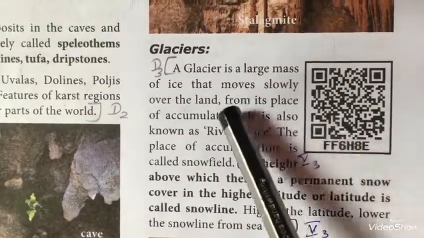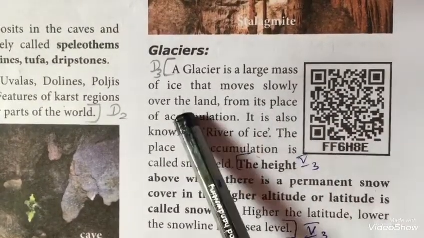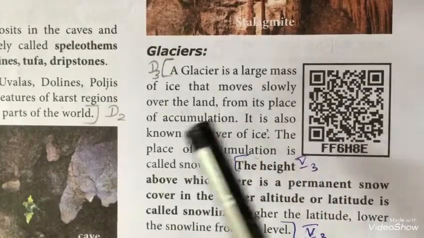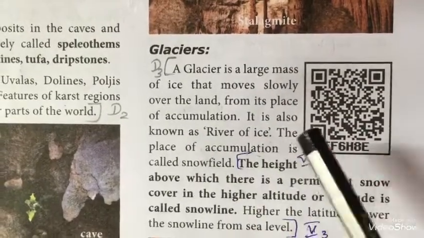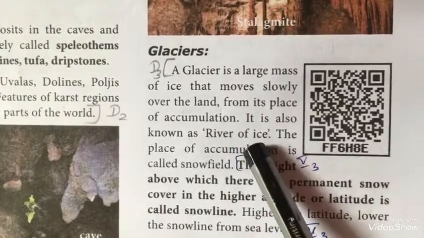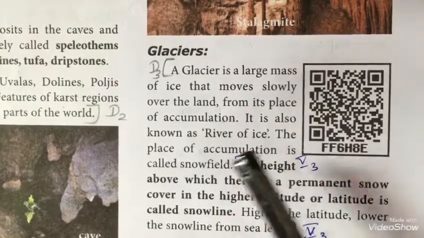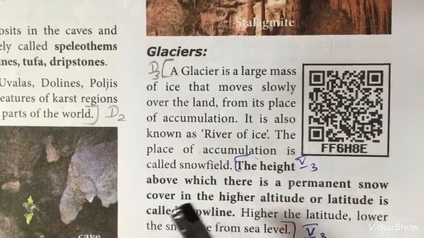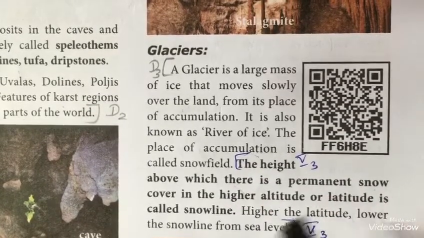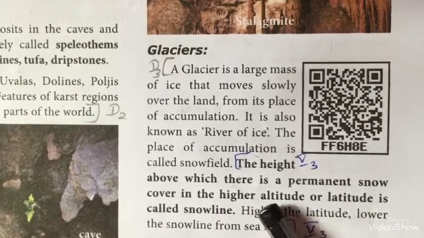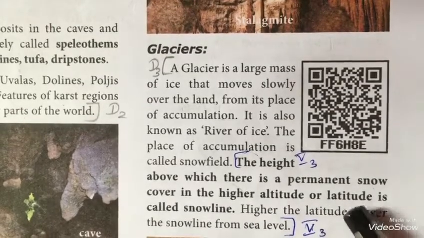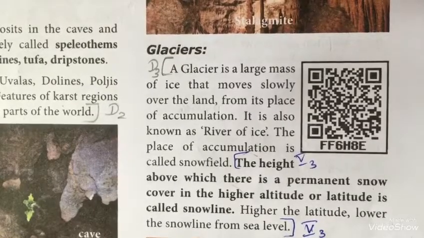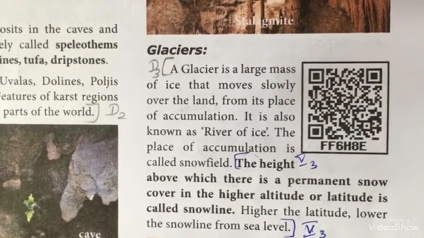Glaciers. A glacier is a large mass of ice that moves slowly over the land from its place of accumulation. It is also known as a river of ice. The place of accumulation is called snowfield. The height above which there is a permanent snow cover in the higher altitude or latitude is called snow line. Higher the latitude, lower the snow line from sea level.